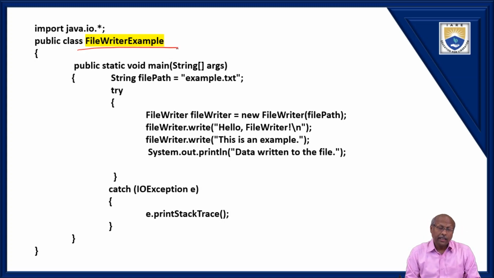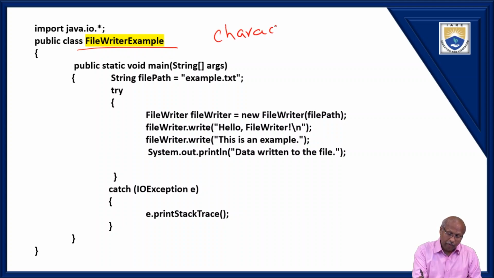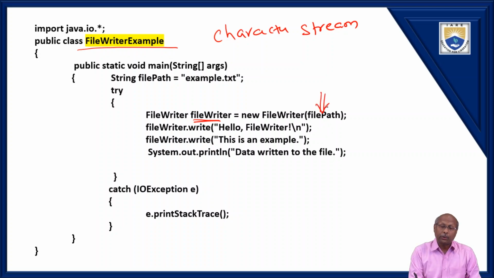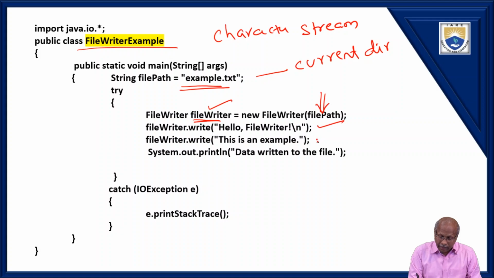Now I have a class called FileWriterExample. I want to write some data to the file using FileWriter. That means I want to use character stream. FileWriter, my object, followed by new, the file path where the file has to be created. The file path I have given here means the current directory. It will create the file in the current directory or current folder. After creating the FileWriter object, I am writing "Hello FileWriter", new line, "Hello, this is an example", and that means these two lines are written to the file.